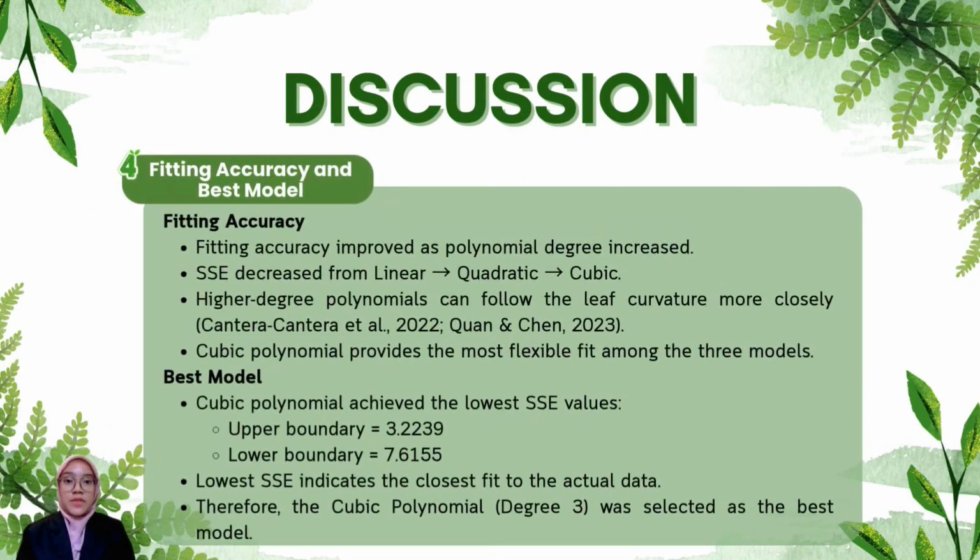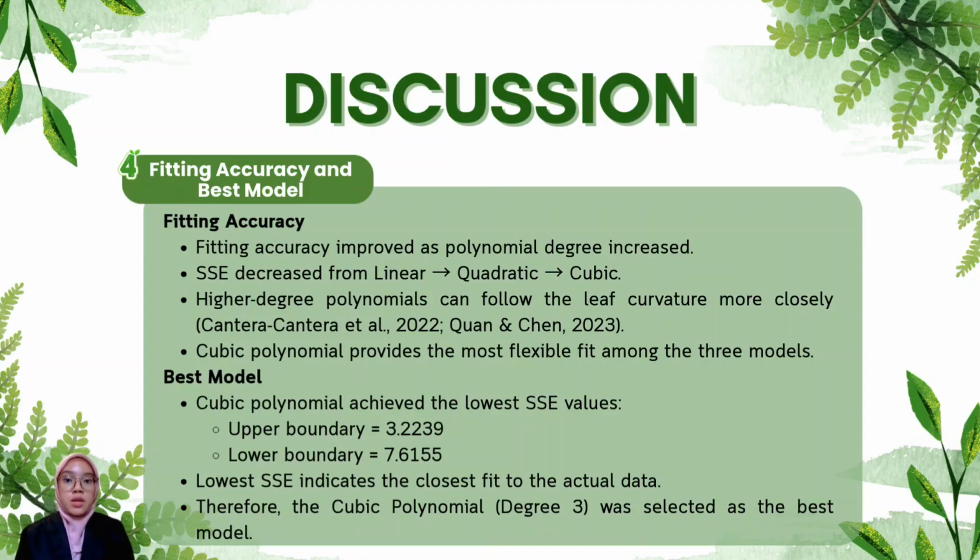So based on the SSE values we obtained, the fitting accuracy improved as the polynomial degree increased. The linear least square fitting produced the highest error, while the polynomial least square fitting degree 2 significantly reduced the error. And the last one, the least square fitting for polynomial degree 3, achieved the lowest SSE value because it has a greater flexibility to follow the curvature of the leaf boundary.